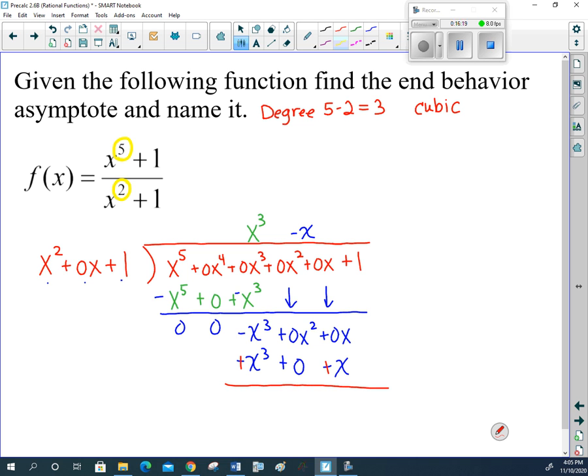Add straight down, and we end up with x plus 1. Okay, that's our remainder, x plus 1, and we don't care about the remainders when we're trying to find the end behavior asymptote. So this one's going to be a cubic. Its equation is going to turn out to be y equals x to the third subtract x. That's the asymptote we're after. That's its equation.